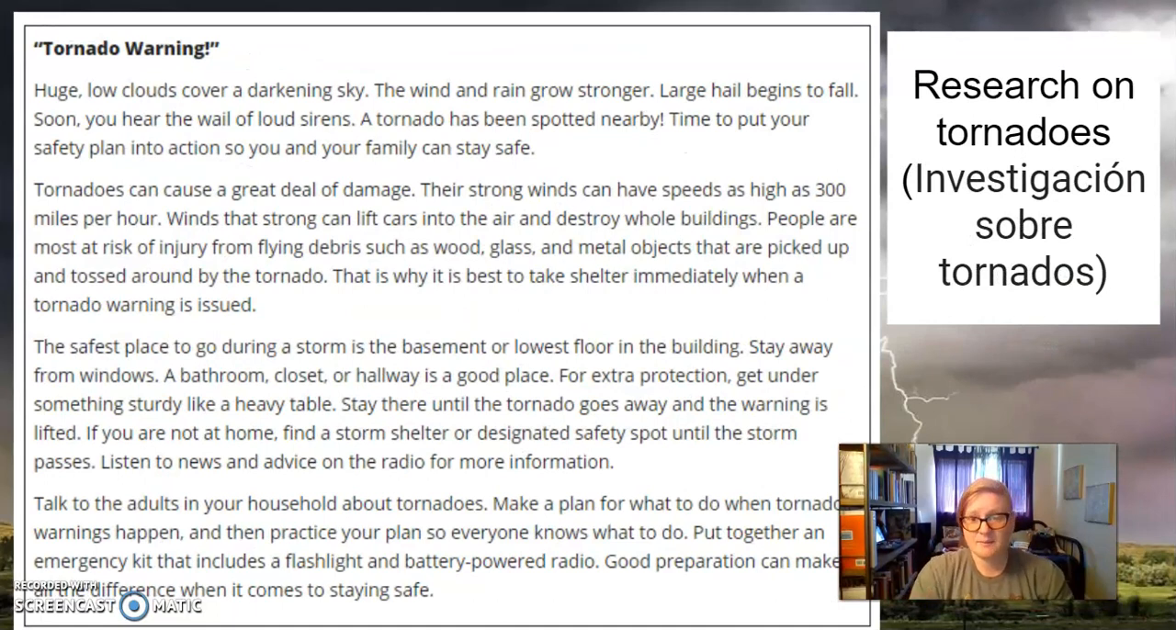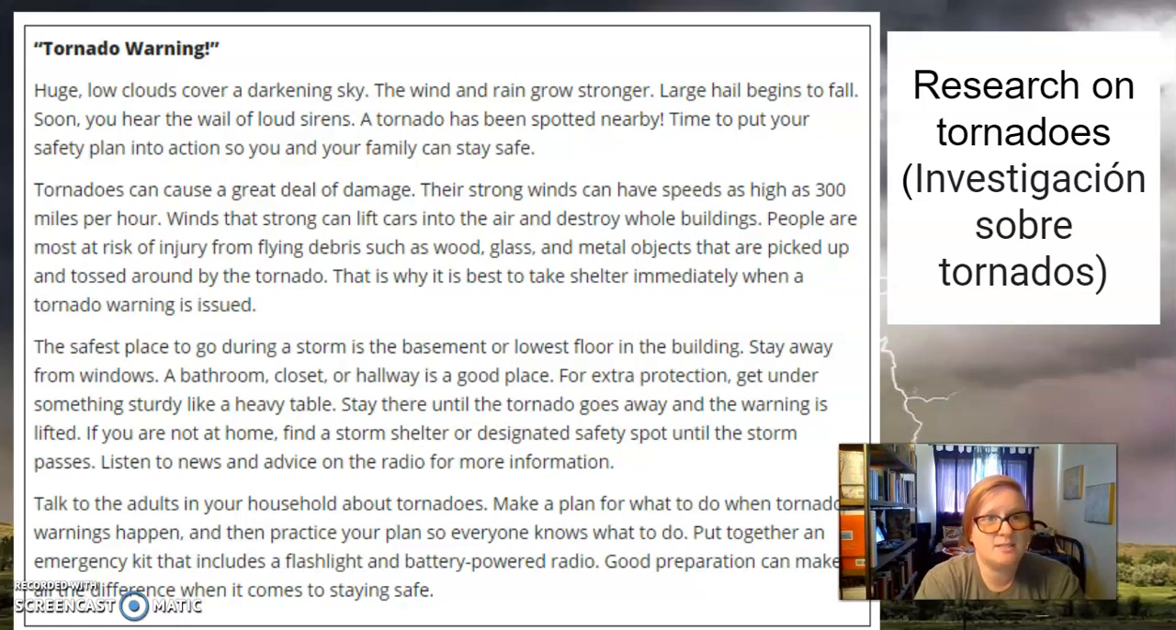So as I've been doing, since I'm doing mine on tornadoes, this is an article that I found about tornadoes that I used to incorporate into my writing. It's called Tornado Warning. I'm going to read it aloud for you.